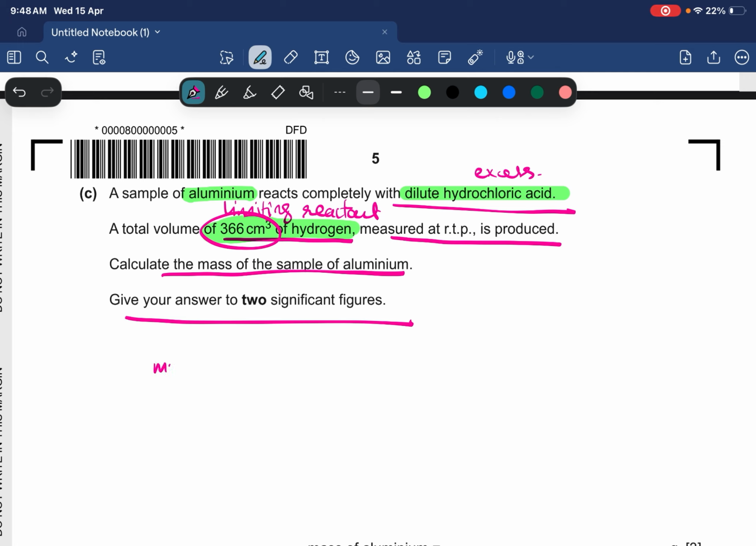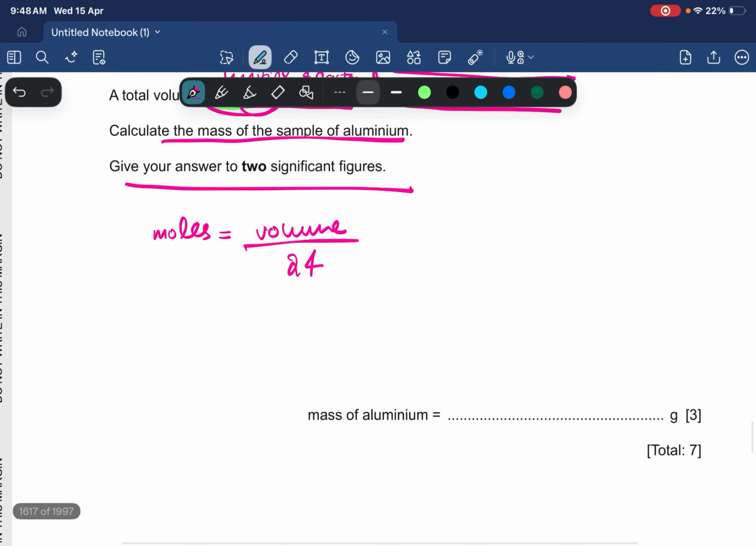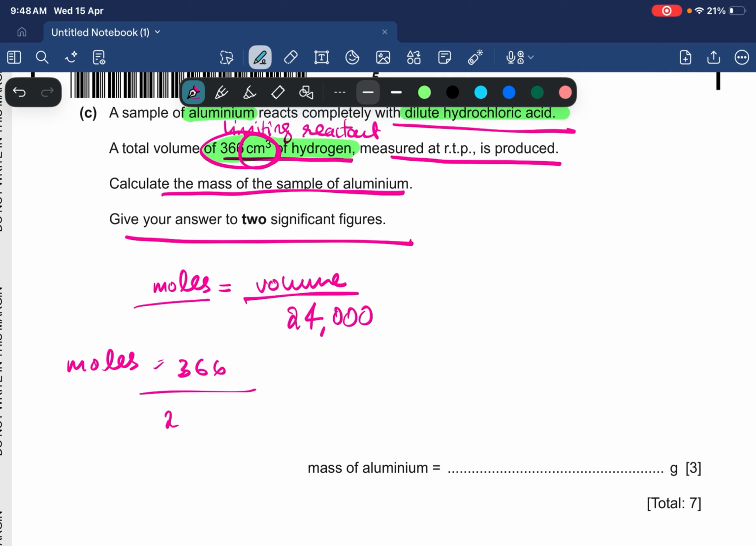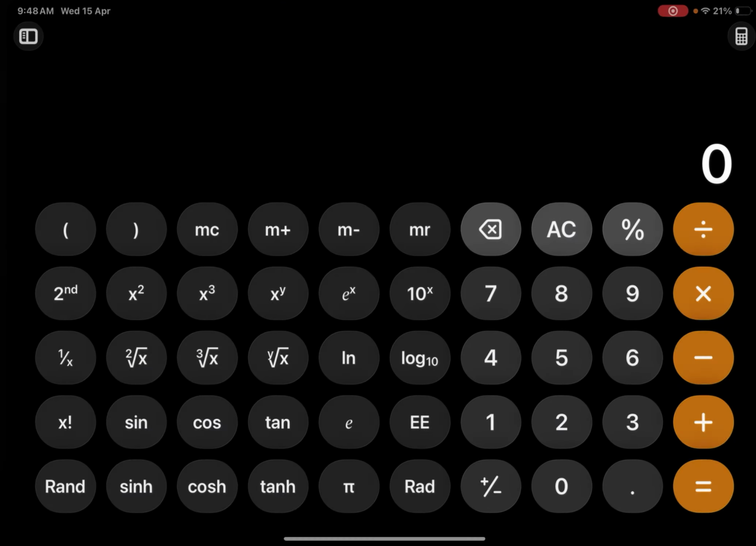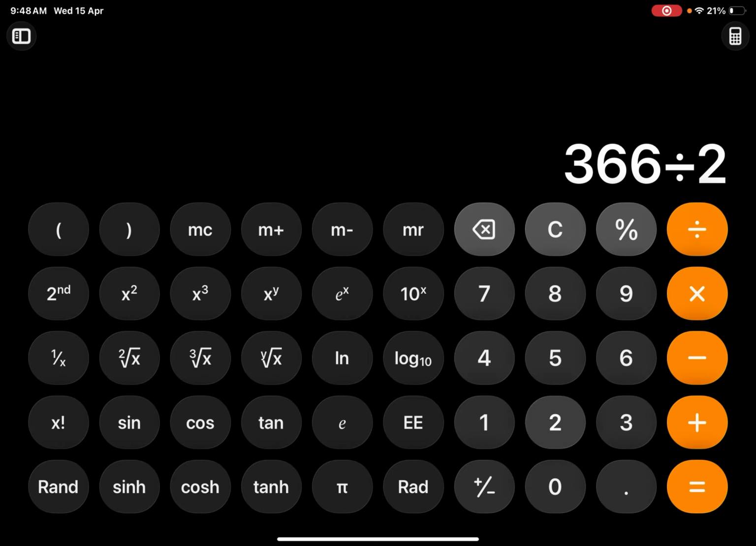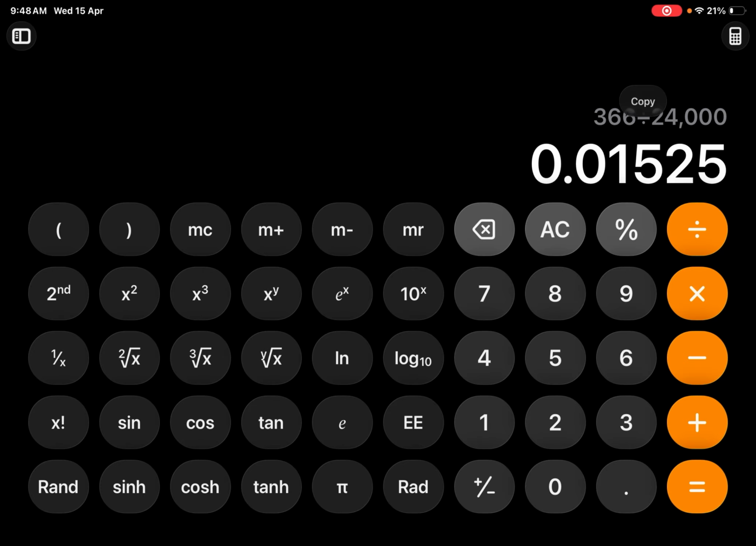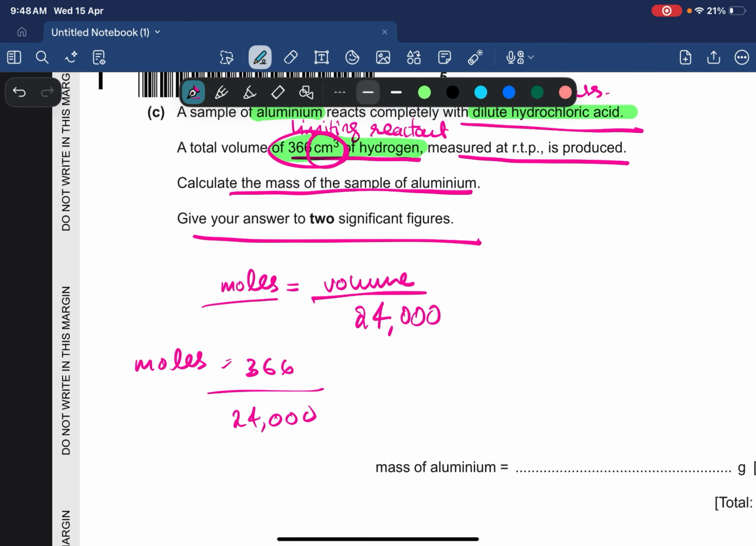So moles equals, for volume, your volume upon 24, but it's in cm cubed, so you just put 1,000 over here to get your correct moles. So moles equals, what's my volume? It is 366 upon 24,000. 366 divided by 24,000, and that gives me whatever this thing is. Okay, so I have my moles.